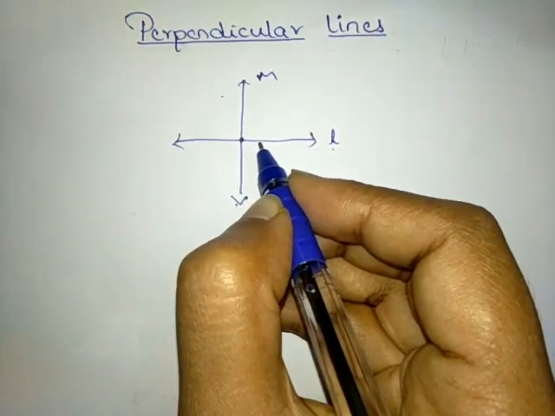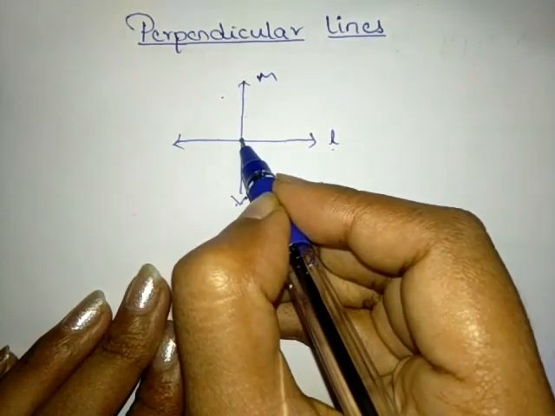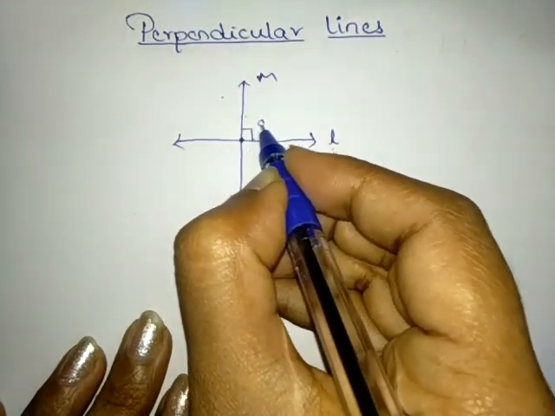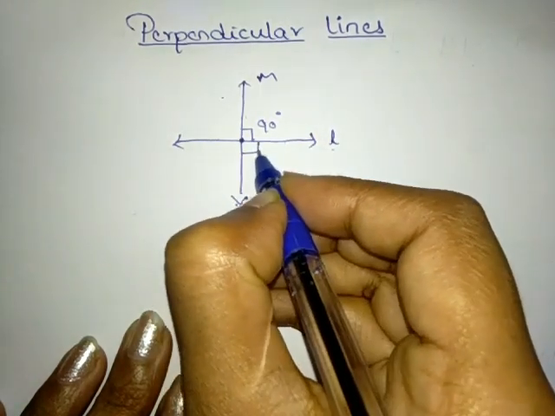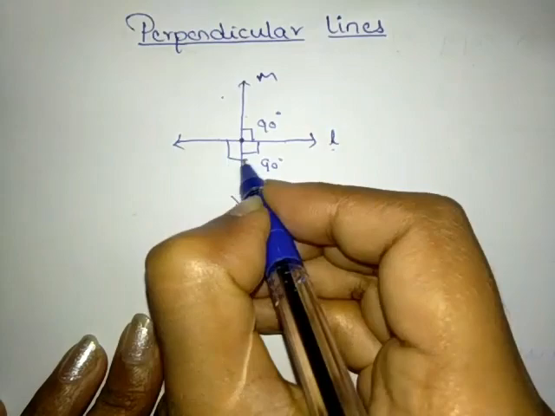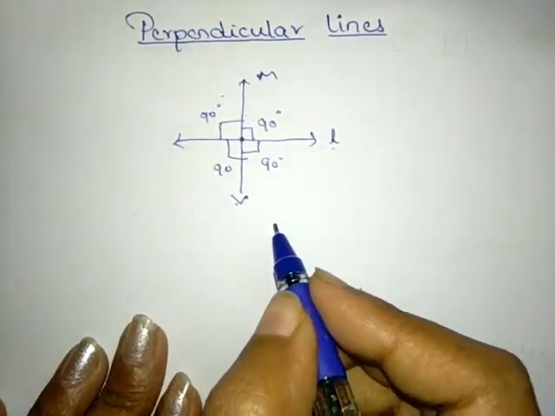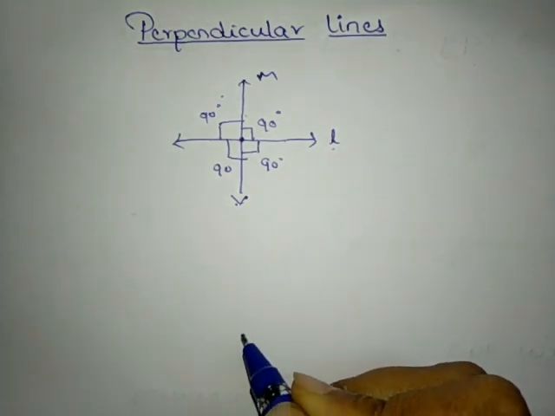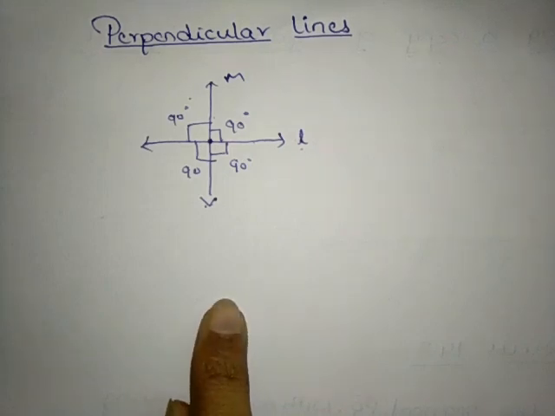Now where these two lines intersect or meet each other, at that point they make an angle of 90 degrees. Here also you can see it will be 90, here 90, and here also 90. Such types of lines are called perpendicular lines. Next we learn how to construct these perpendicular lines using a compass and the scale.